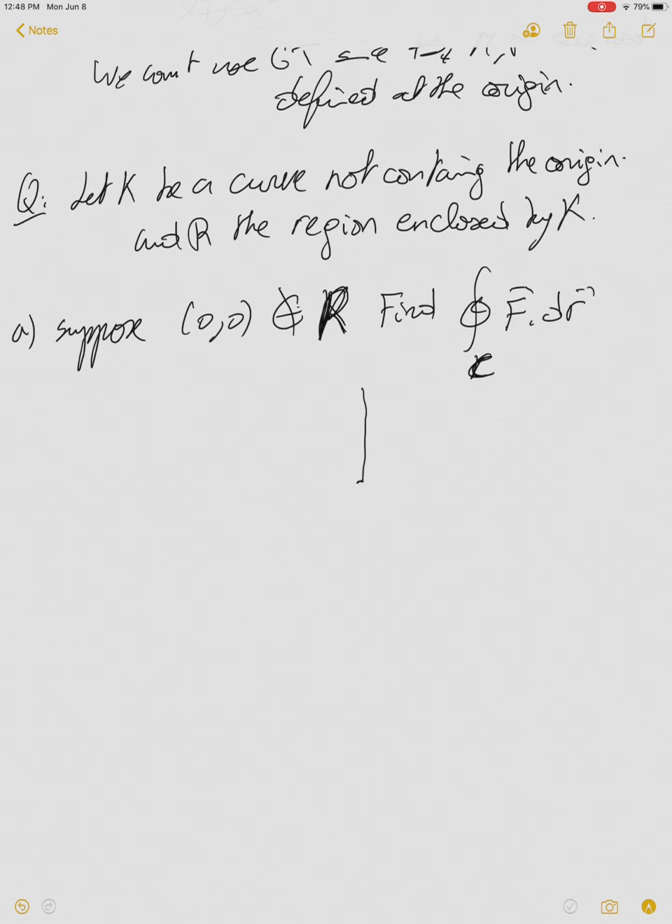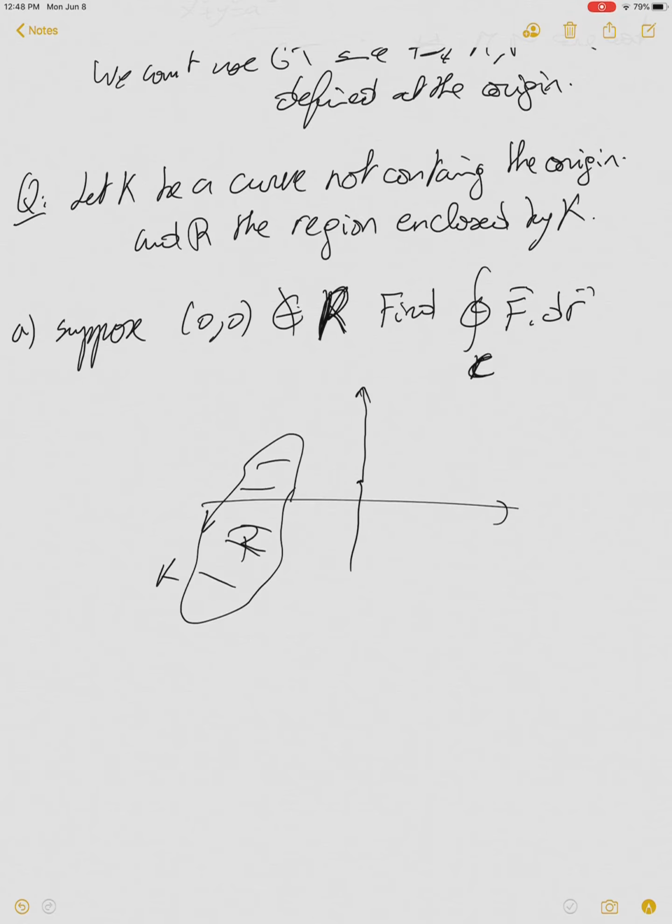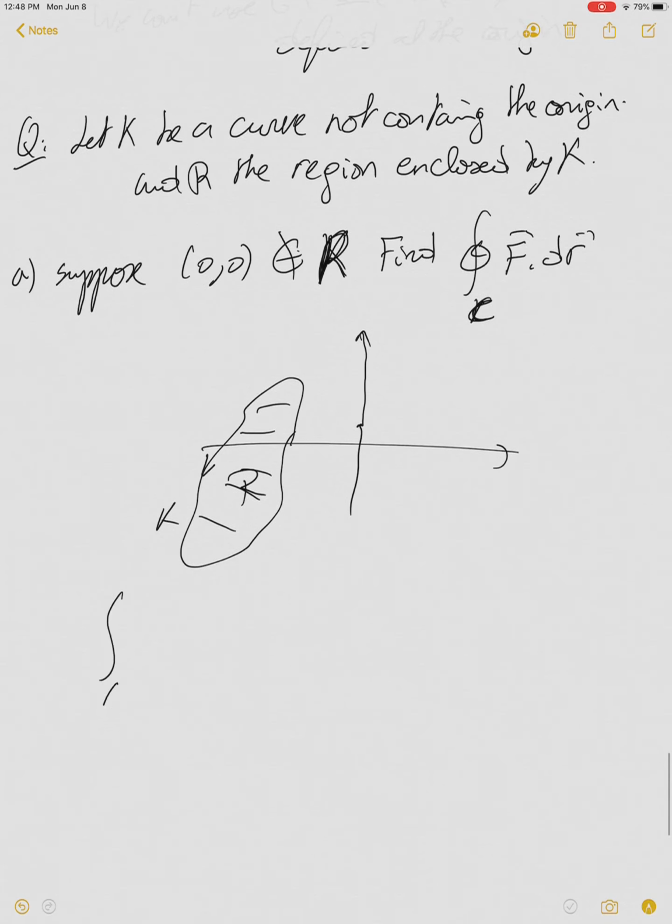Well, what do I have here? I have a curve K like this, not containing the origin in the region R. So what will be the integral over K of f dot dr? Here I don't have a problem in R, do you agree? So I can use Green's theorem, and I can use that my field is conservative.